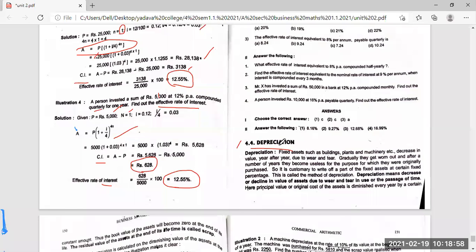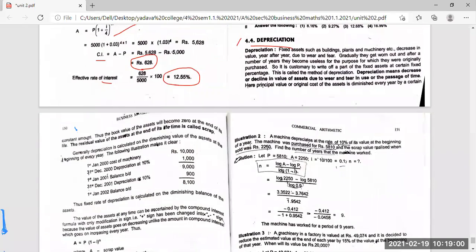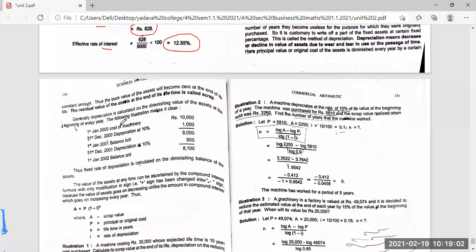Okay, next topic is depreciation. So already you all know depreciation. What is that? Machinery value reduction, that is depreciation. So the cost of machinery they have given, depreciation is 10%. So every year we are doing the depreciation. So 10% of 1,000 rupees, minus, that is 900. Then 10% of 900. So at the end of the year, that is the starting of the next year, you will be having this balance.